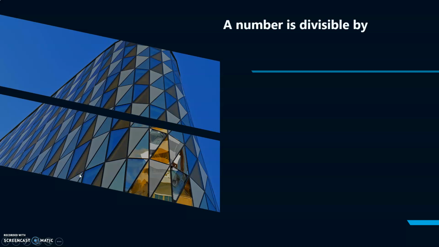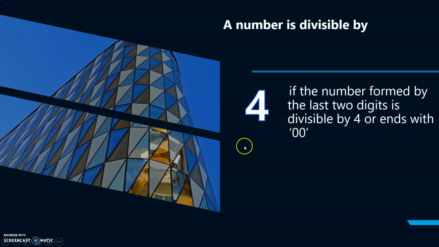A number is divisible by 4. If the number formed by the last two digits is divisible by 4 or ends with 00. For example, 84, 216, 800. See your last two digits, 16, here, 00. 16 comes in 4 table, 00 also. So that means these numbers are divisible by 4.